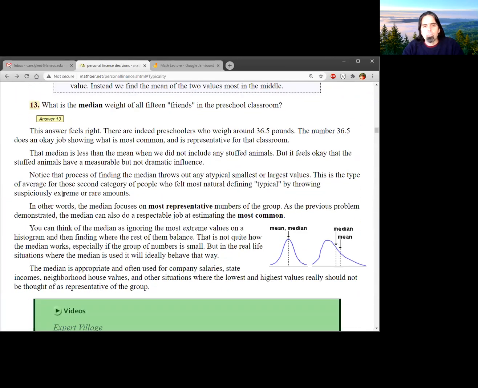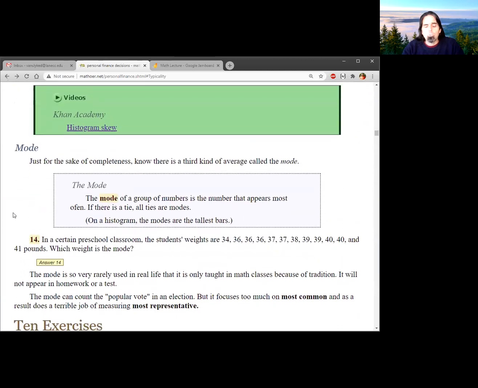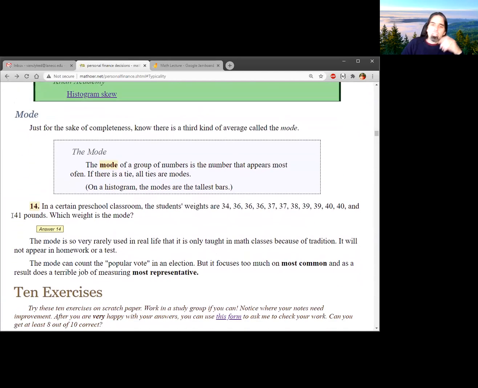Okay, so read about that more. Just for the sake of completeness, there's a third kind of average called the mode. And I'm only telling you this because often when you search in a textbook or online for types of averages to look for more videos or whatnot, you'll see mean, median, and mode. And the mode is simply the number that appears the most often in a group.